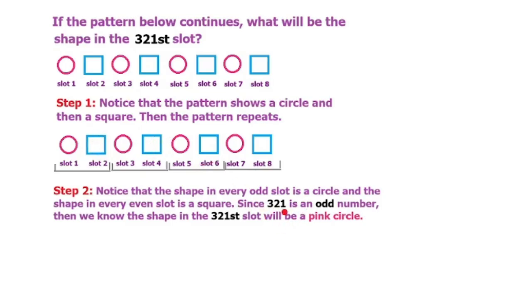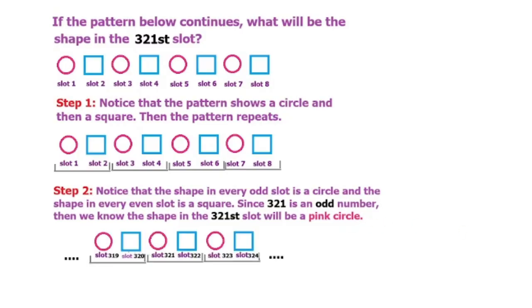So since 321 is an odd number, we know the shape in the 321st slot will be a pink circle, because the pink circle is always in an odd number. So it'll look like this. Here's slot 319, 320. This is 321, so this is what we're looking for. And then it continues: slot 322, slot 323, and so on. And that's the answer to this problem.